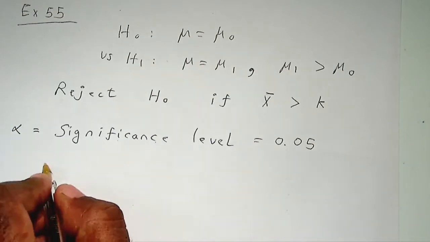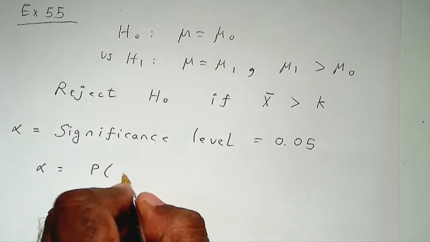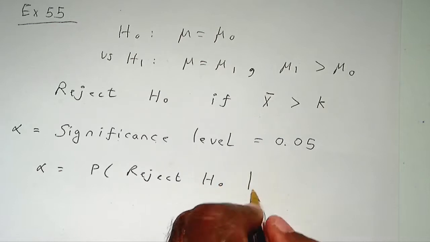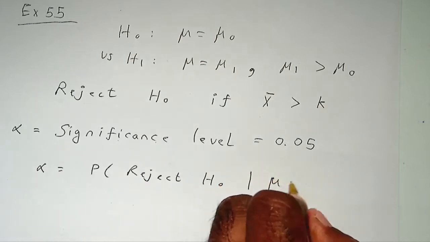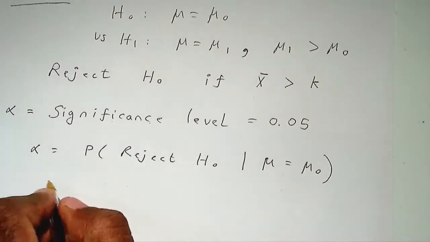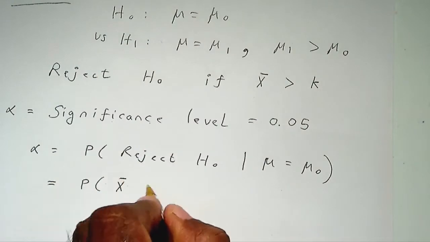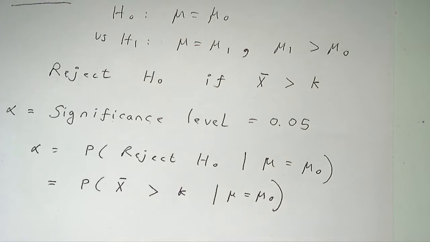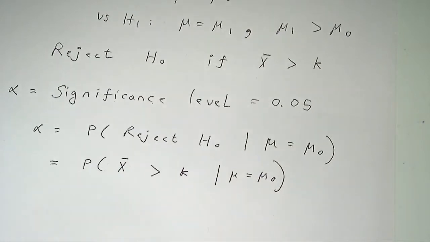So, but we know that alpha is the probability of rejecting the null hypothesis when it is true. Okay? So that's the probability that x bar is greater than k given this.